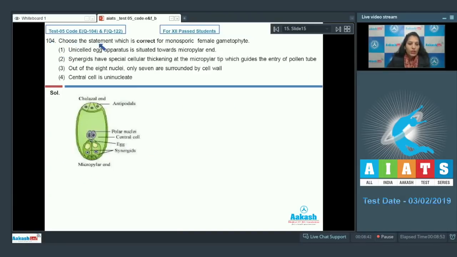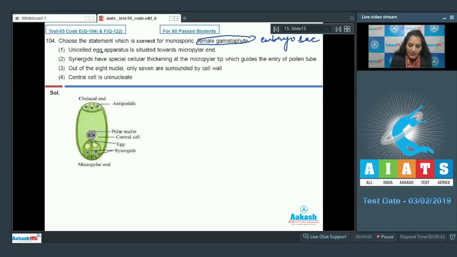Question number 104. Choose the statement which is correct for monosporic female gametophyte. First option, unicelled egg apparatus is situated towards micropylar end. Second, synergids have special cellular thickening at the micropylar tip which guides the entry of the pollen tube. Third, out of the 8 nuclei, only 7 are surrounded by cell wall. Fourth, central cell is uninucleate. You have to choose the correct statement regarding the monosporic female gametophyte or the embryo sac of angiosperms.